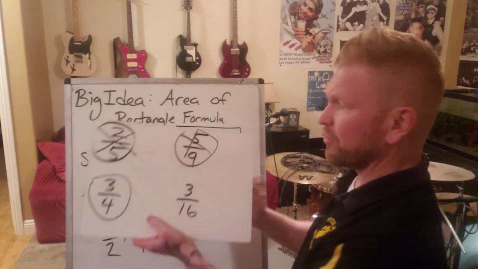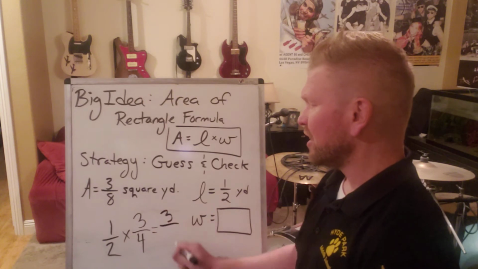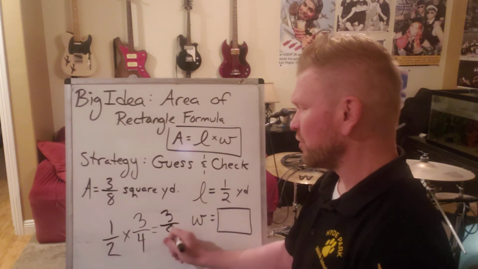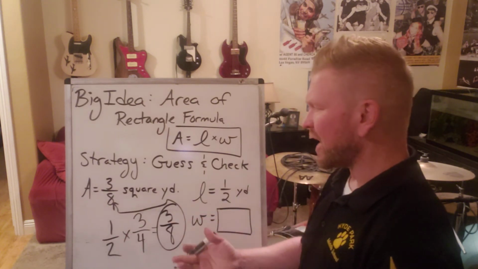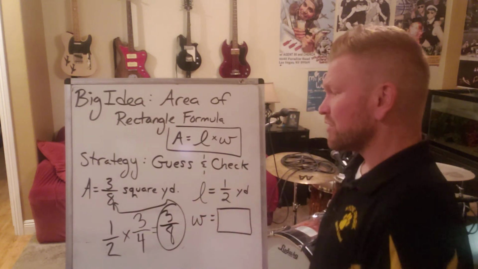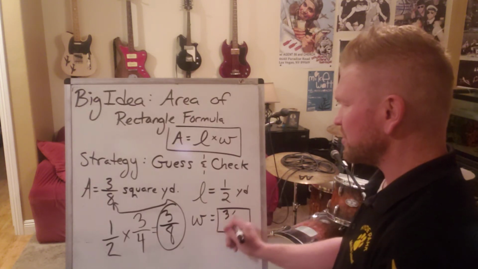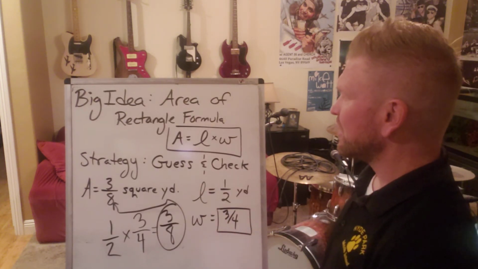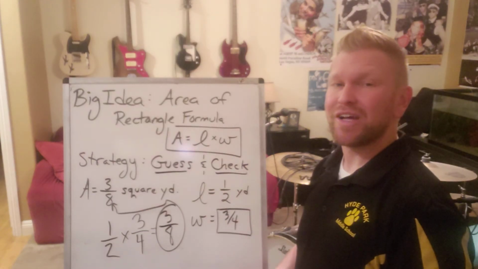So let's see if 3/4 could be the right answer. So multiply the numerators, 1 times 3, multiply the denominators, 2 times 4, and check this out. 3/8, we got it. So we guessed 3/4, and it turned out that 3/4 was the right answer. And we got that by guessing it and then checking it. So that's the guess and check strategy.